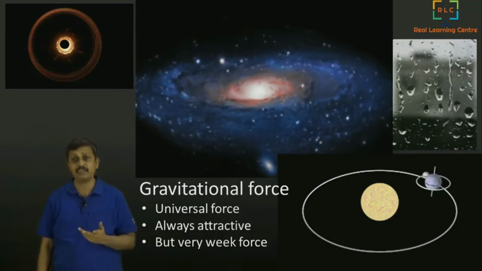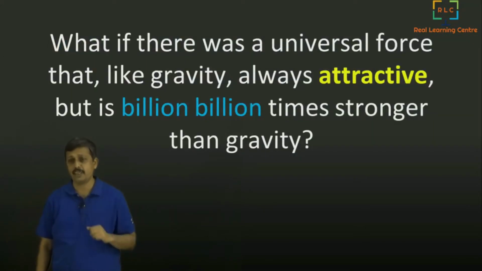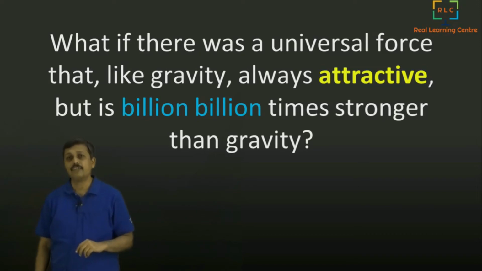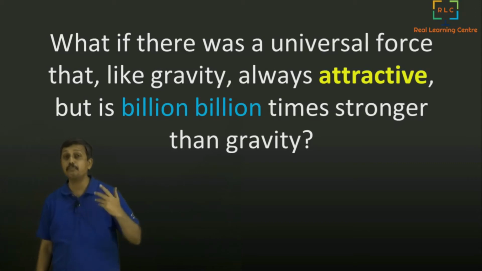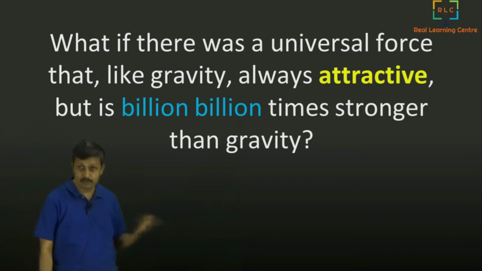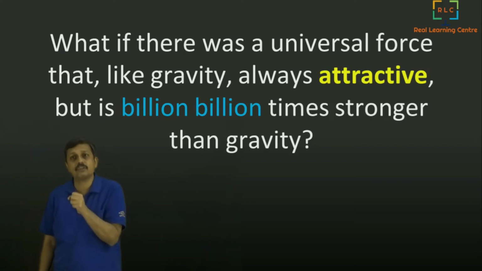Now, assume that I have another universal force, like gravity, which is always attractive, but is a billion times stronger than gravity. A billion times is very strong. If such a force is available, apart from gravity, or if gravity itself is that powerful, what would have happened to our universe? Think about it.